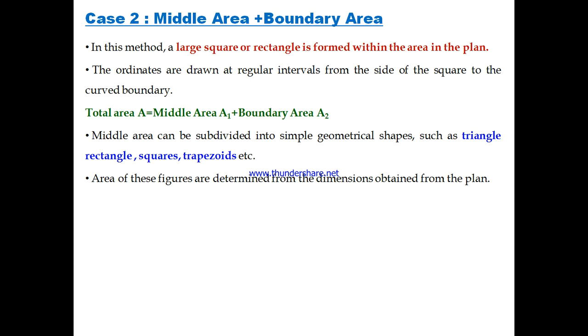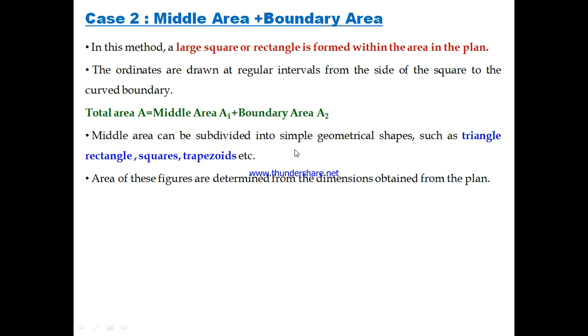Now case 2, if we begin, for example, where we need to calculate the boundary area and the middle area. In this particular method, a large square or rectangle is formed within the center and the boundary area can be calculated with the 4 methods which we have discussed in the previous slides. So the ordinates are drawn at regular intervals from the side of the square to the curved boundaries. In this particular case, the total area will be equal to the middle area plus the boundary area.